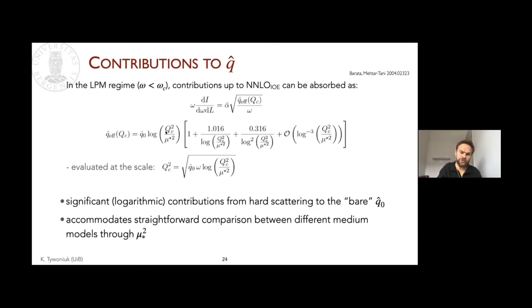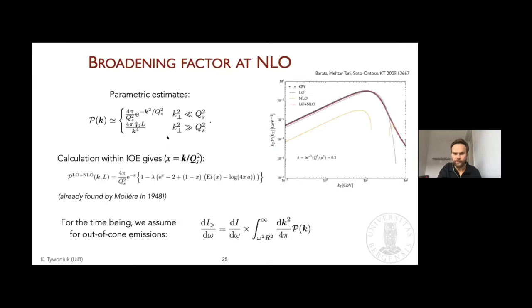If you manage to do your expansion and you find your mu square, the matching scale, you can basically compare all these medium models on the same, on an apples to apples comparison of these models. Now, what we are interested in is basically emissions, not just off a single parton. The omega spectrum is all about, is basically also saying that these partons that are being emitted away also have to drift away or be emitted away from the jet cone.